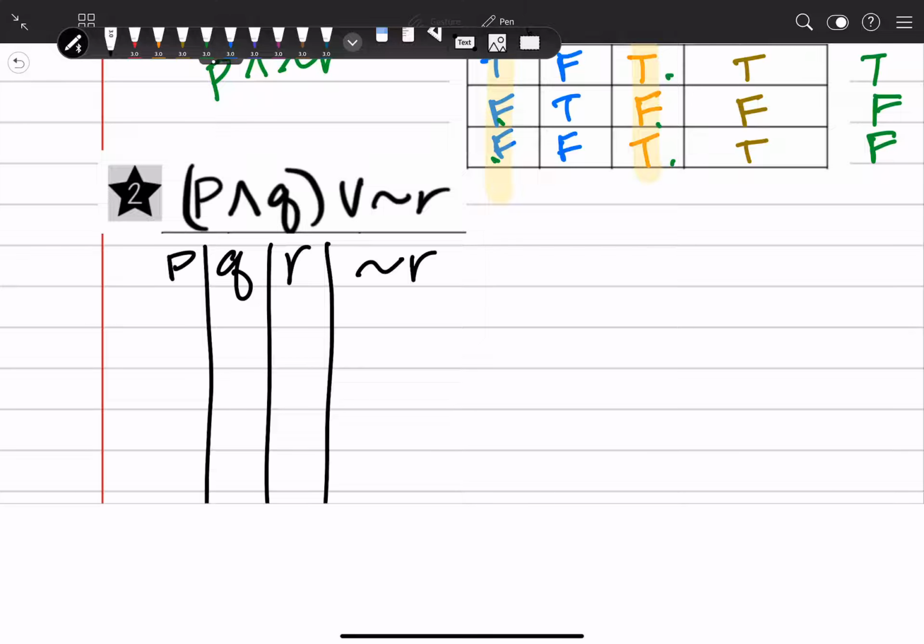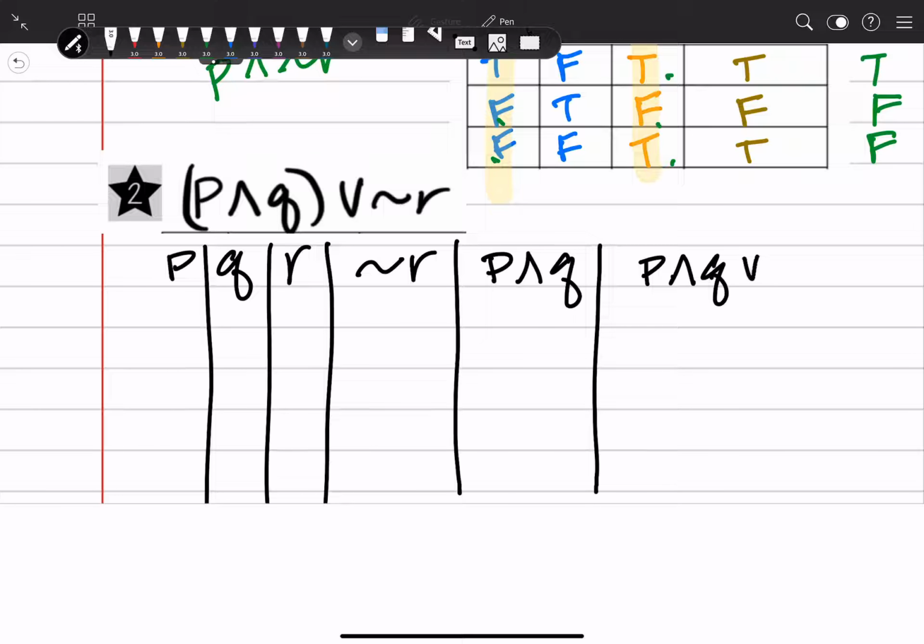All right. And then what we're going to do is the compound statements. Well, this one is an or with all of this. So what we have to do is this mini compound statement in the parentheses first. And then we're going to do that mega compound statement. And don't forget your parentheses. It's that same PEMDAS situation. It's coming back for you guys, but now with letters only.